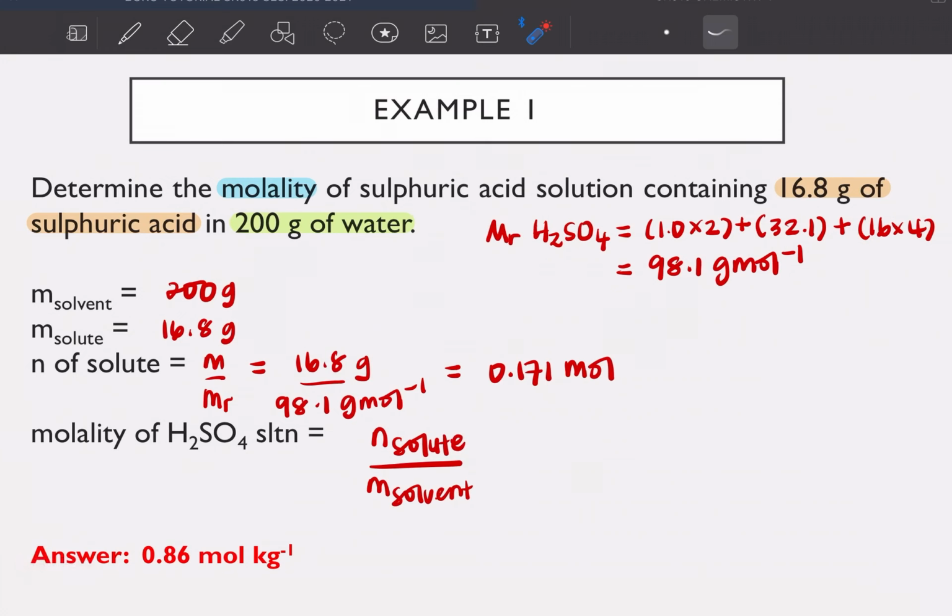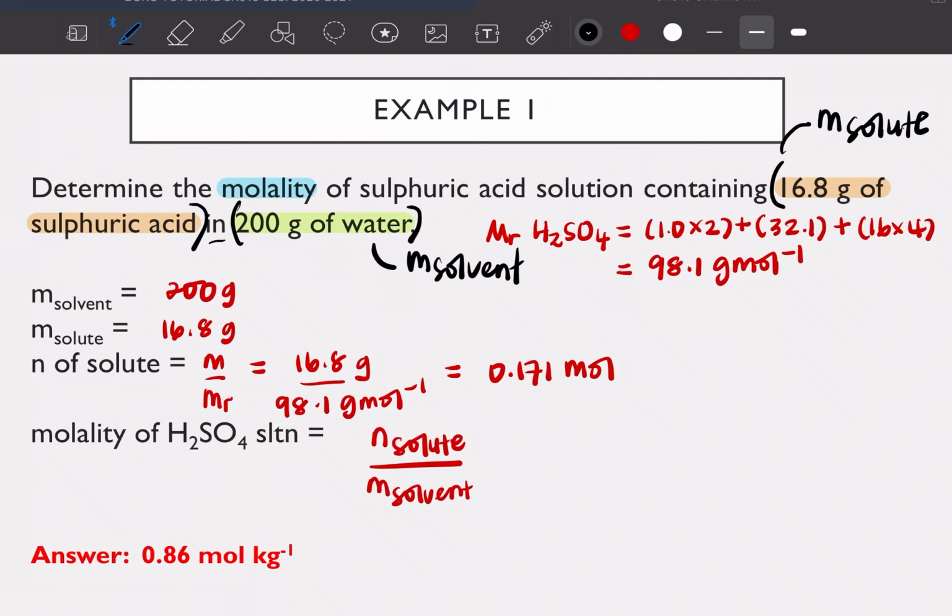Okay, so first example for molality, it says determine the molality of sulfuric acid or H2SO4 acid solution containing 16.8 grams of sulfuric acid in 200 grams of water. So from here we know that this is the mass of your solute. Okay, dia kata in maksudnya in awak punya solvent. Okay, so this is the mass of solvent.